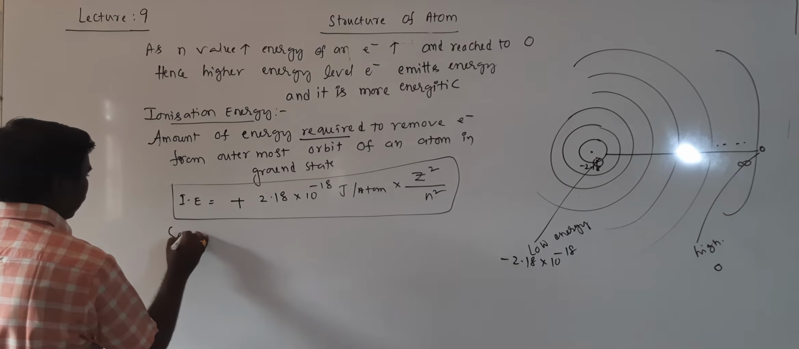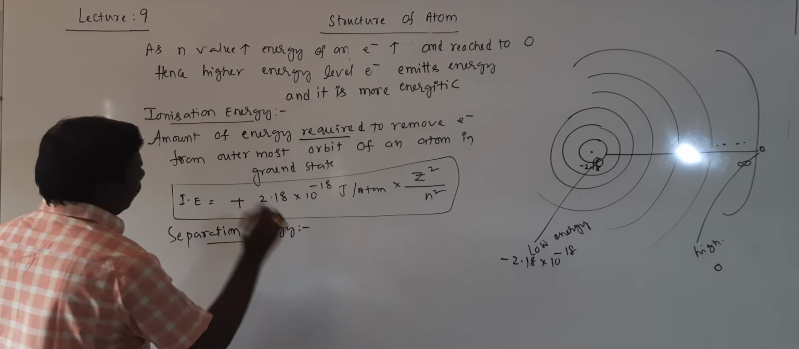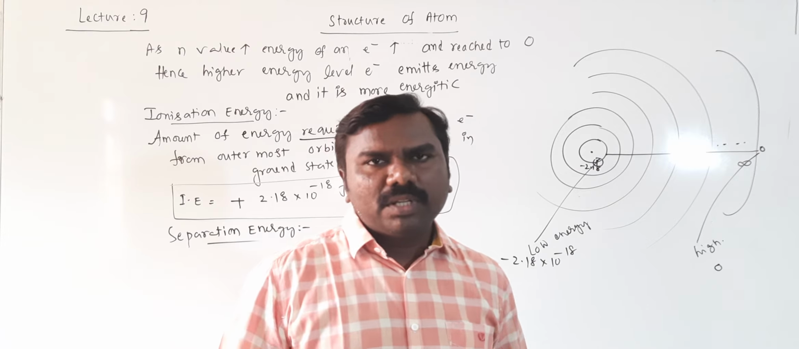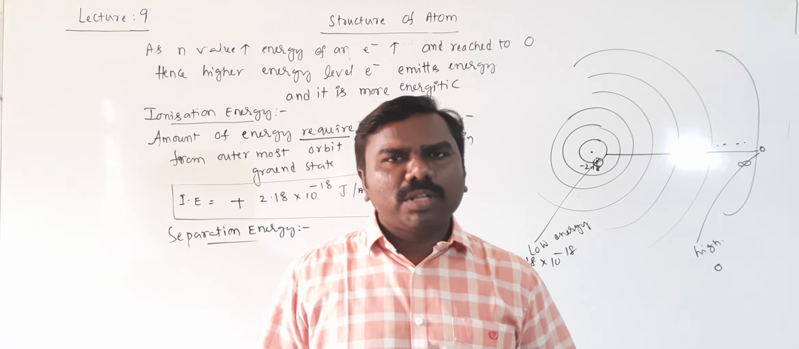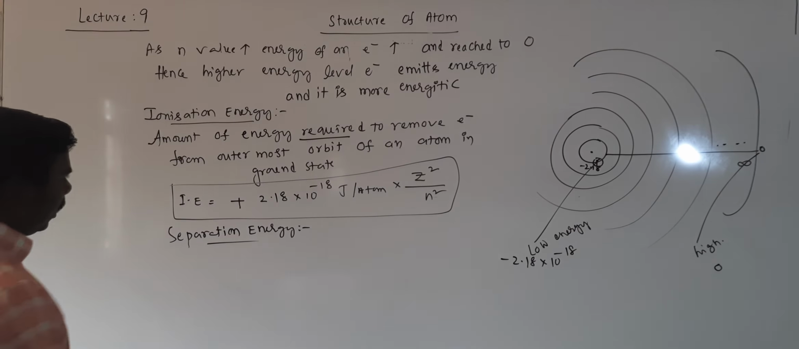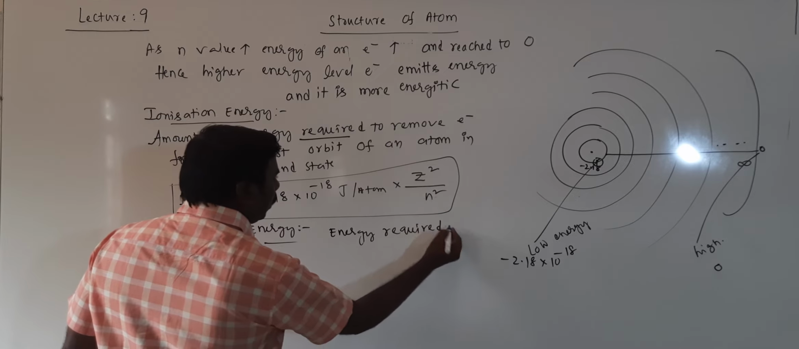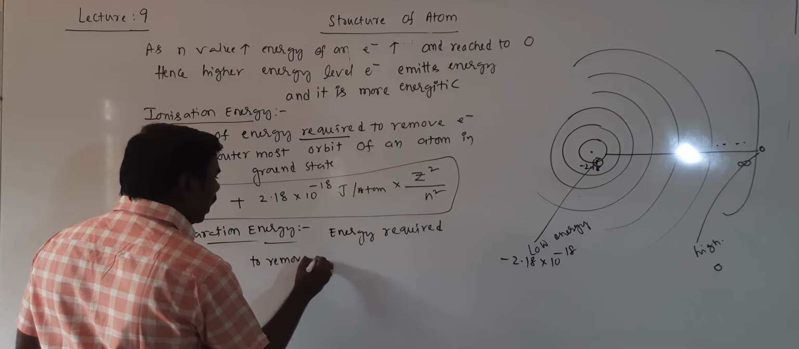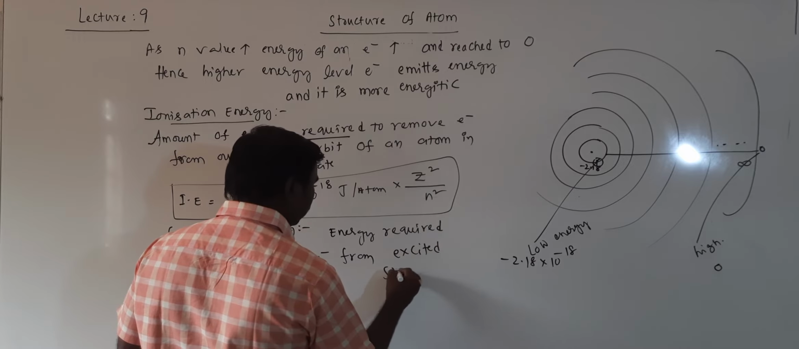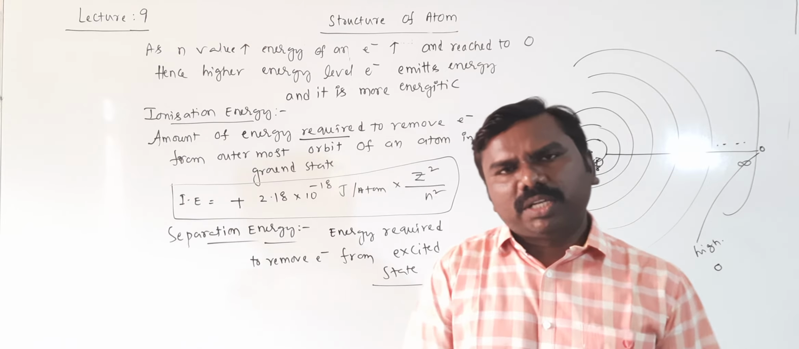Separation energy. Ionization energy means energy required to remove the electron from the outermost orbit. Separation energy means energy required to remove the electron from an excited state, any excited state, that is called separation energy. For that also the same formula, right?